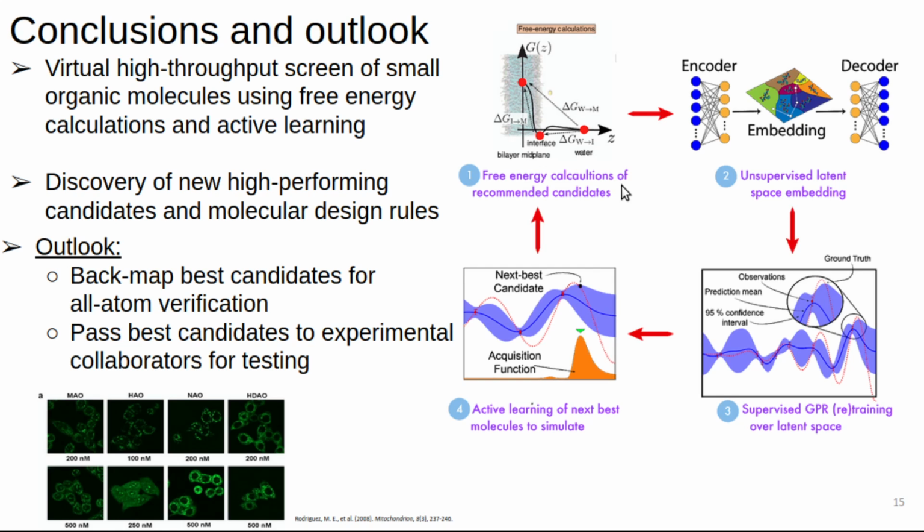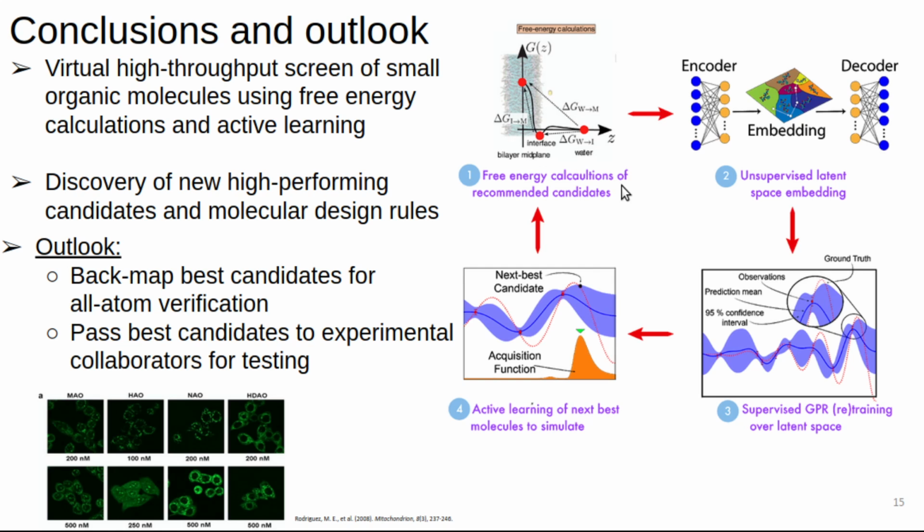So some conclusions and outlooks. So far, we're performing high throughput virtual screening of small organic molecules using free energy calculations and alchemical transformations, driven by an active learning directed Bayesian optimization. In doing so, we aim to discover new high performing candidates that are selective to cardiolipin over POPG, and then also derive design rules that can then be used to engineer these molecules.